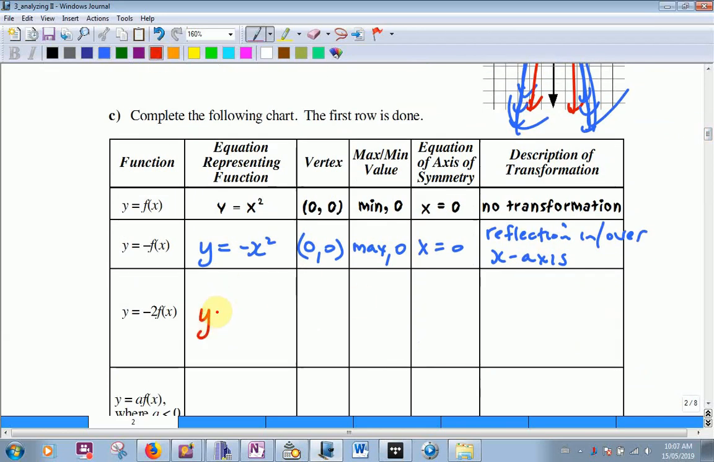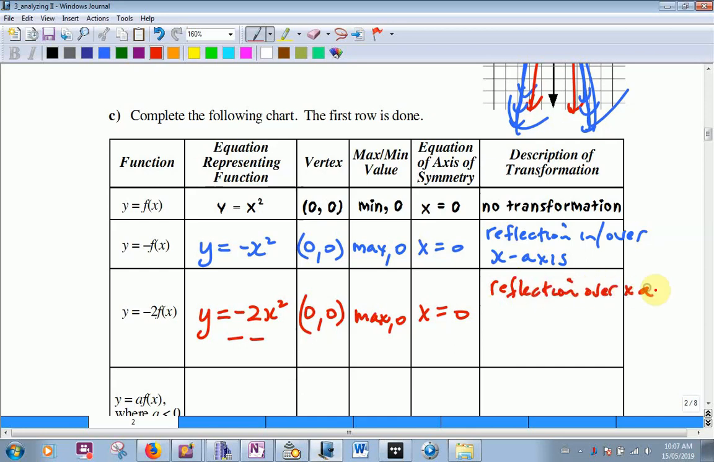So if I do 2 of these transformations, what happens to the vertex if it gets flipped? Nothing. What happens if I make it thinner or thicker? Nothing. Okay, it doesn't get moved around. It's the same spot. But this has a maximum because it got flipped. The equation of the axis of symmetry is the same. And now I have to write 2 things here. It's like I have P and Q, but it's not. It's just A. So the negative is a reflection over the x-axis.